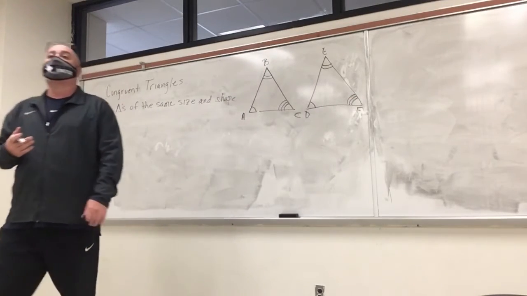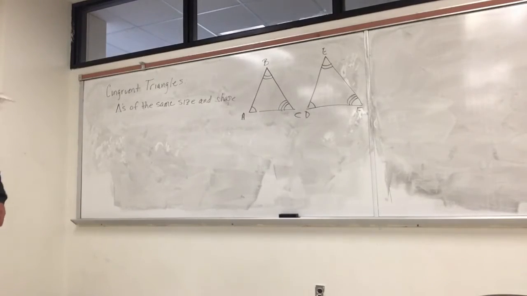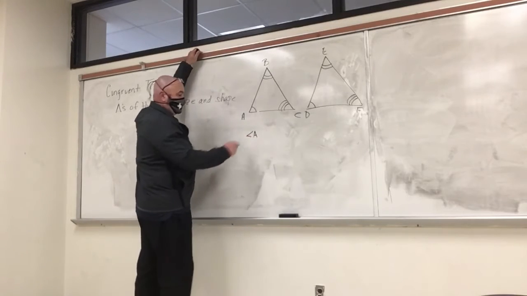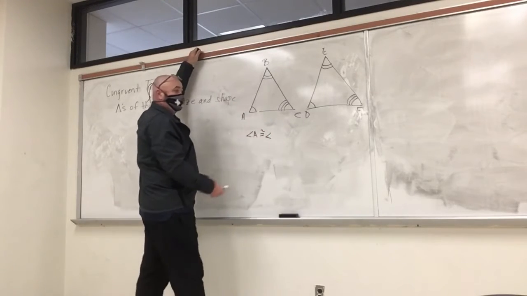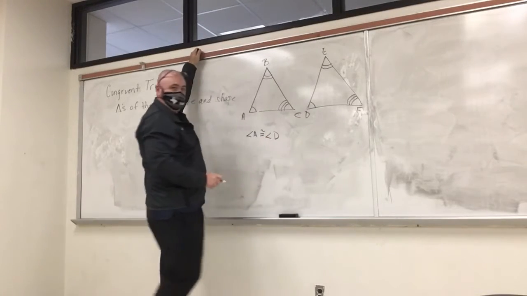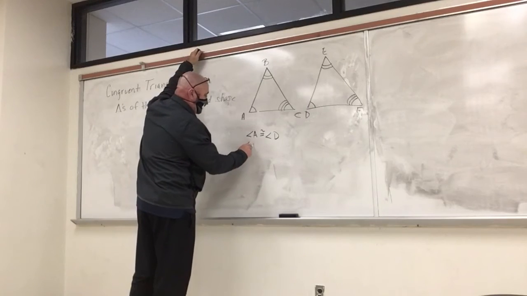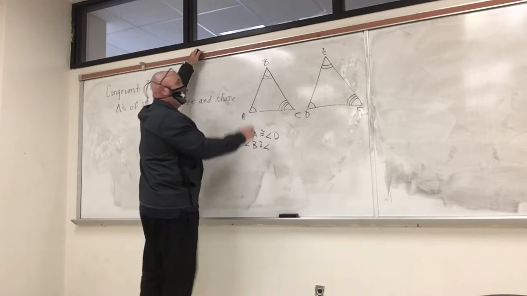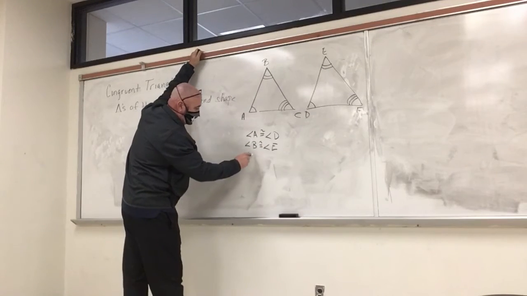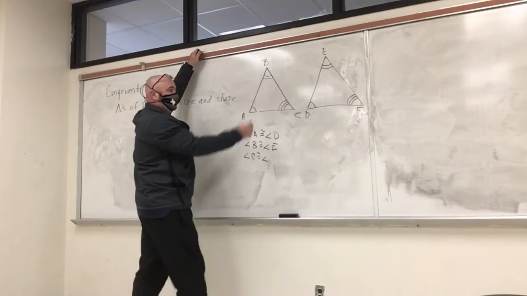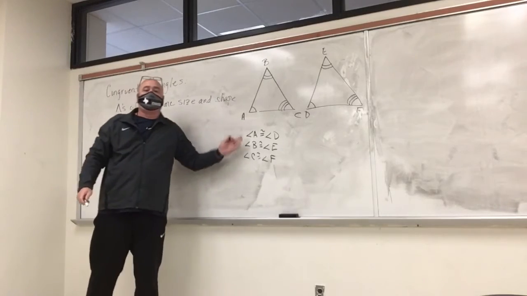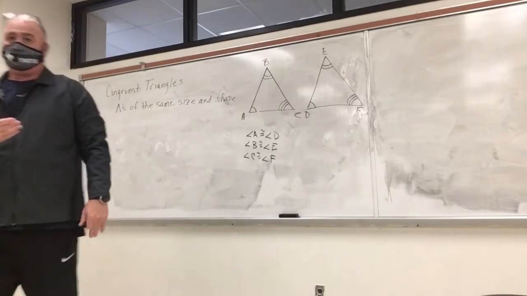Now I'm going to write a congruency statement for each of those angles. And this is how we do this. We say that angle A is congruent to angle what? Well, that's got one tick mark. That's got one tick mark. So that would be D. Then I would say that angle B is congruent to what? Well, that's got two. That's got two. Now I would say angle C is congruent to what? Well, that's got three. That's got three. And there are my congruency statements for my angles.